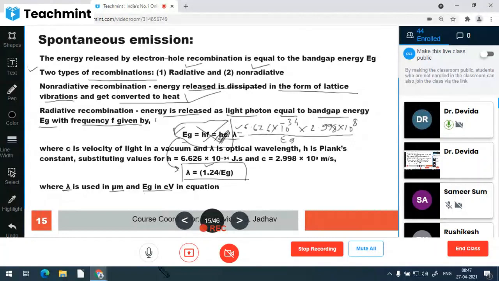Now, how to substitute Eg? We have to use SI units everywhere. We must get lambda in meters. We must substitute Planck's constant in joule second, and the velocity of light in vacuum in meter per second, and we have to substitute Eg in joule. The unit of energy is joule.